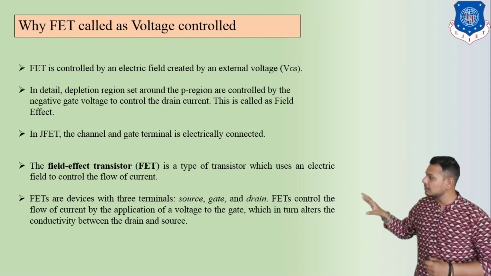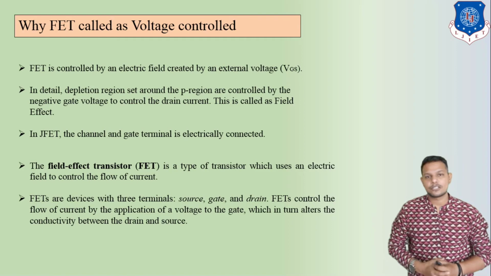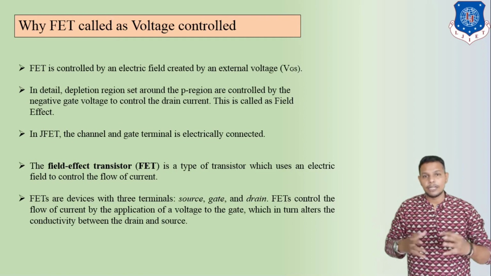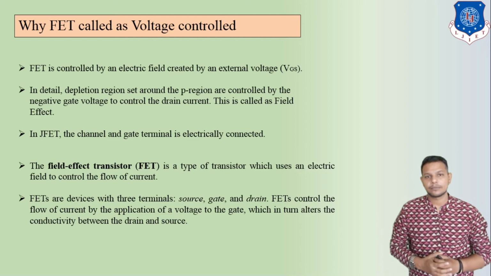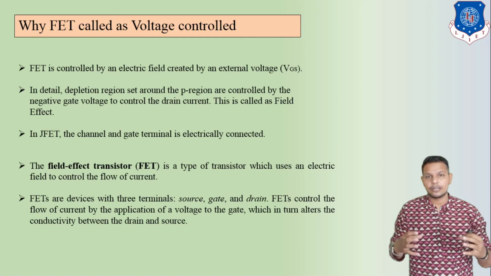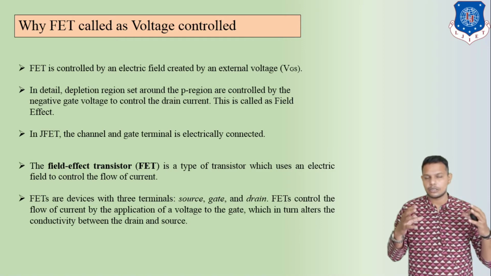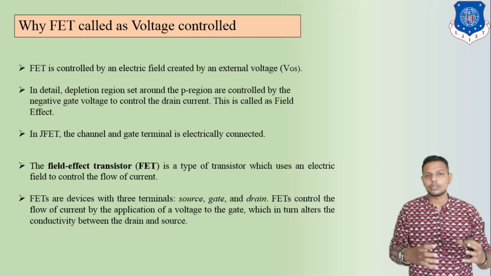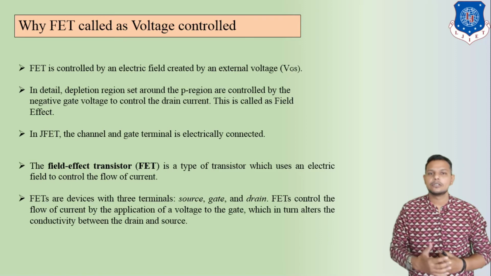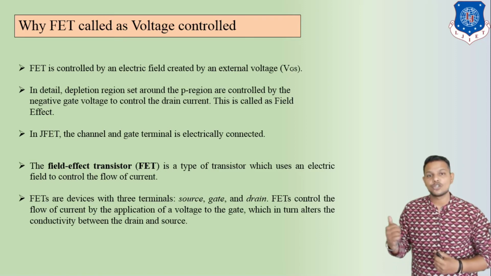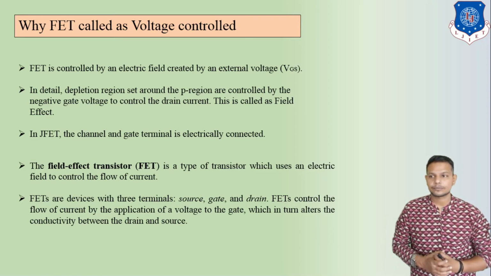This is called a field effect transistor. Basically, here a field is generated between the N-type and P-type channels, and due to this depletion region, we can control the flow of current, which is known as a field effect transistor. That's why it is known as FET.